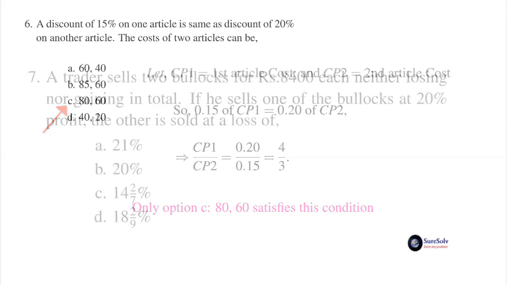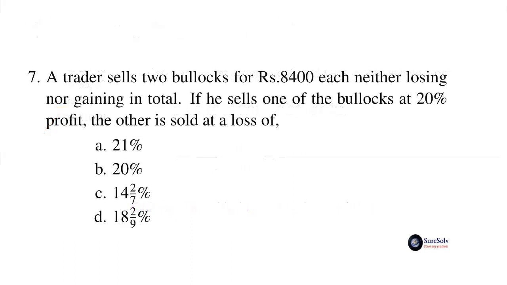The seventh question. This is a typical question in which sale prices of two bullocks are the same at rupees 8,400 each with no net loss or gain. With sale of one at 20% profit, find the loss percentage in the other sale.